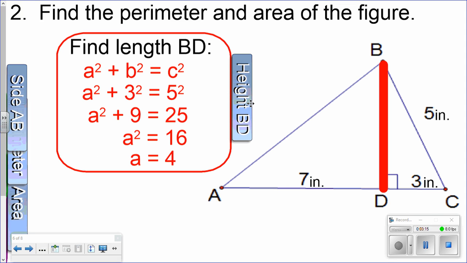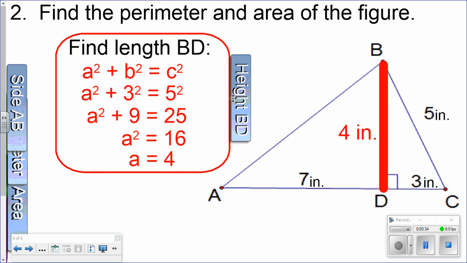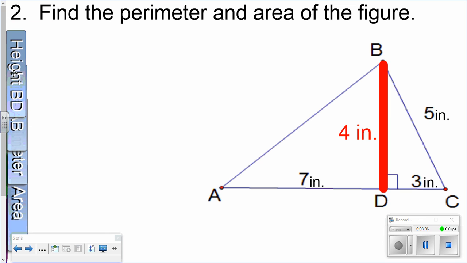So a squared plus 3 squared equals 5 squared. So a squared plus 9 equals 25. Subtract 9 from both sides. A squared equals 16. Take the square root of both sides, and a equals 4. So we'll write 4. The next thing we have to find is the length of AB.